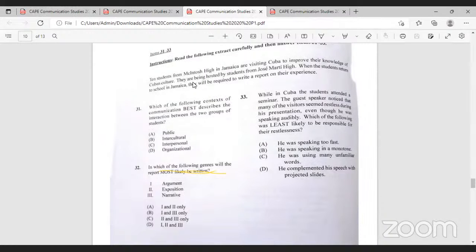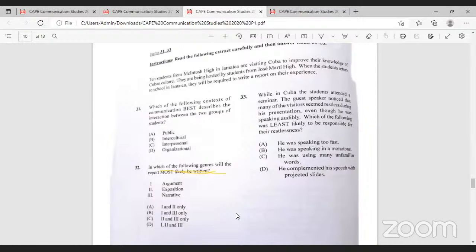So 31 is asking, which of the following contexts of communication best describes the interaction between the two groups of students? Public, intercultural, interpersonal, organizational. Everybody is supposed to answer this one. 31. Yeah, 31 is B, intercultural. 32. In which of the following genres would the report most likely be written? Argument, exposition, or narrative? Most likely. Yes, C, only exposition and narrative. So there's no argument needed.